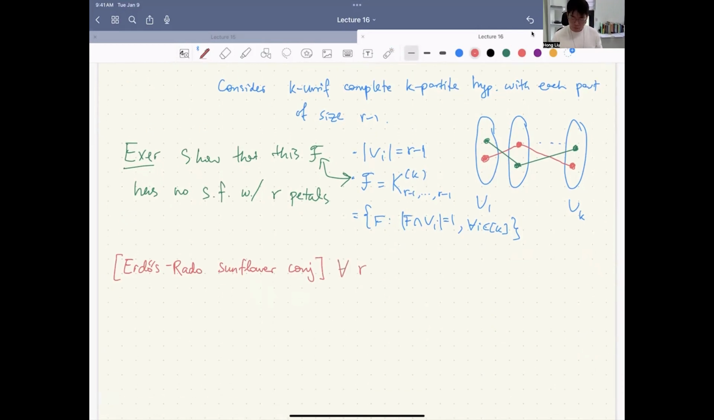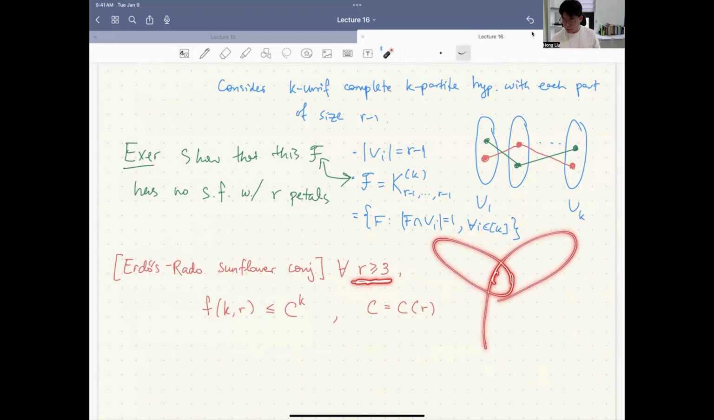For any number of petals R, at least 3, where R is the number of petals of this sunflower, they conjecture that f_K(R) is at most some constant C, depending only on R, to the power K. It's exponential in K at most. And this is open even for R equal to 3. Just for 3 petals, we don't know. We don't have this exponential bound.